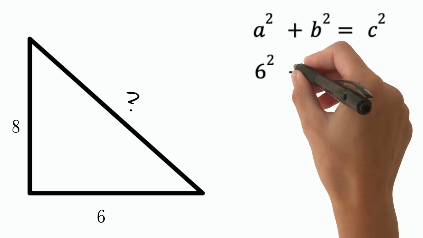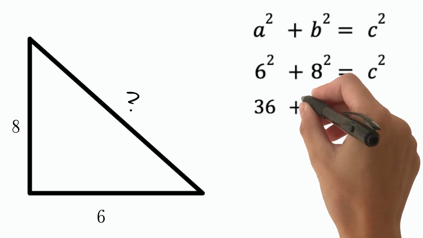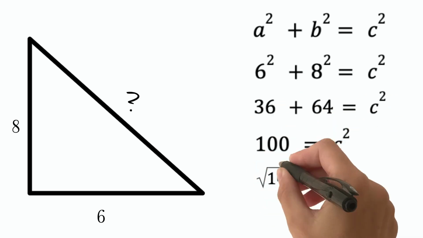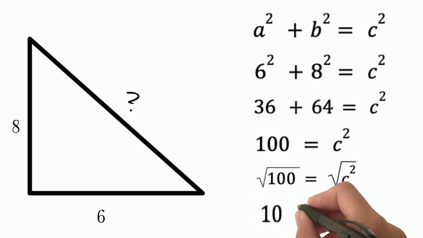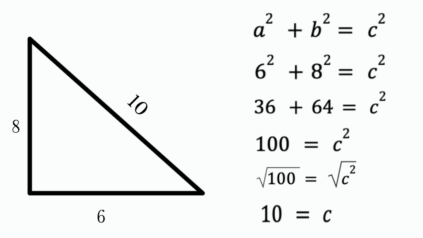6 squared plus 8 squared equals c squared. 36 plus 64 equals c squared. 100 equals c squared. Now let's take the square root of both sides to solve for c. Therefore, the hypotenuse is 10 units.